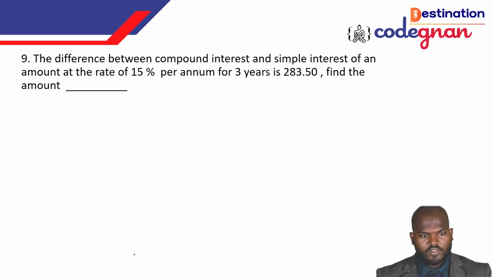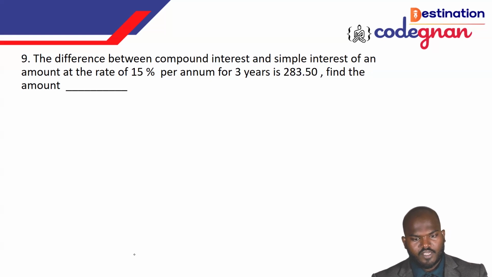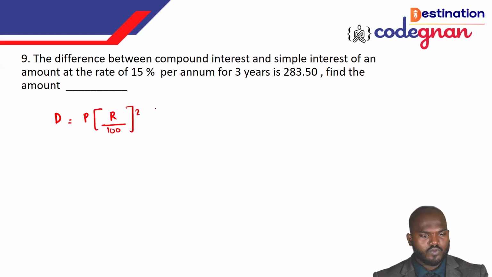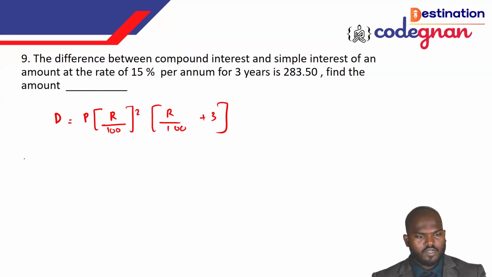Okay. So going to the next question that they are giving. The difference between the compound interest and the simple interest per annum for 3 years is 283.50. Okay. So find the amount, same formula: difference equals P times (R by 100) whole square times (R by 100 plus 3). So if you take it up, the difference equals what?